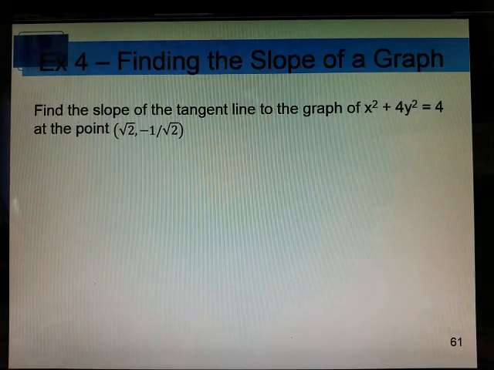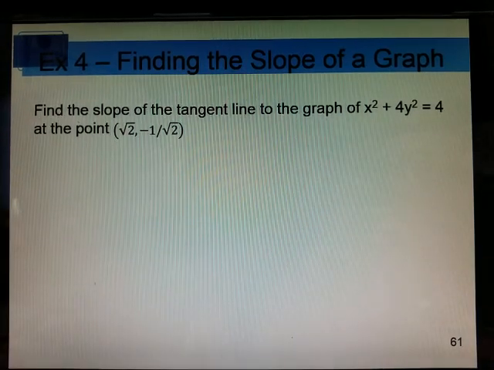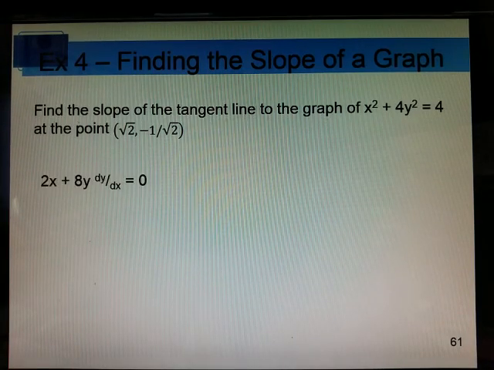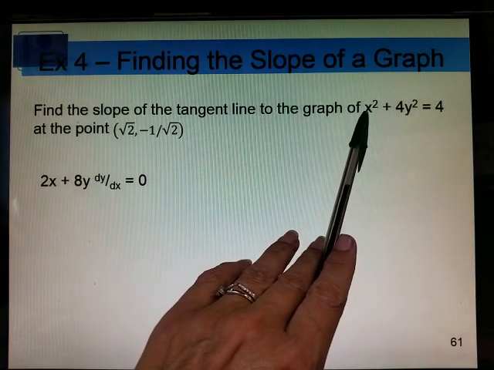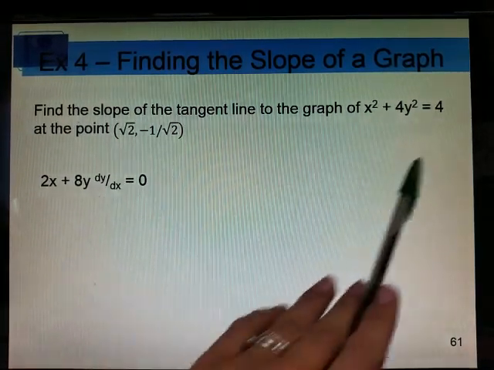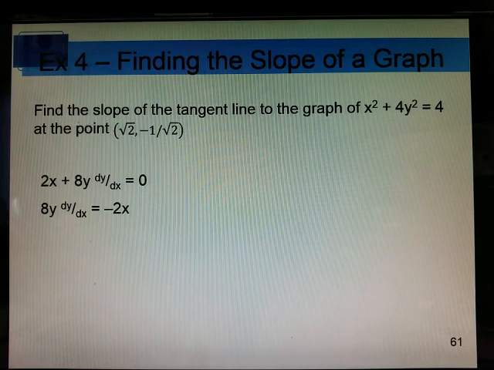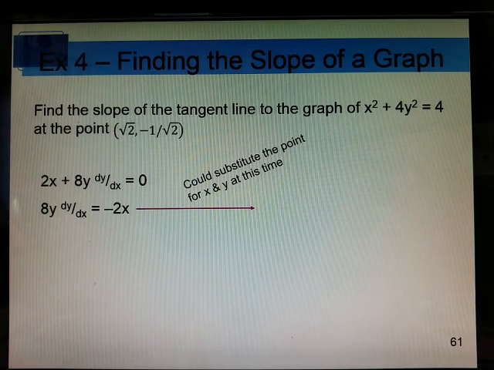All right, finding the slope of a graph. So find the slope of the tangent line to this graph. So we're going to take its derivative, and then we need to plug in this x and this y into the equation to get our slope. So the derivative is going to be 2x for the x squared. This derivative is 8y, but dy/dx. The derivative of 4 would be 0. It's a constant. So therefore, I could subtract the 2x and divide by 8y. That's what dy/dx equals.